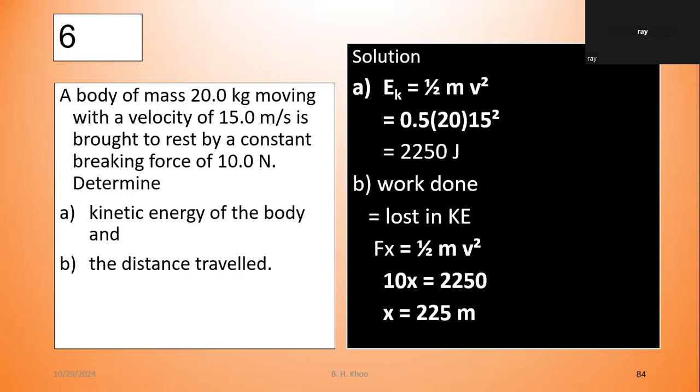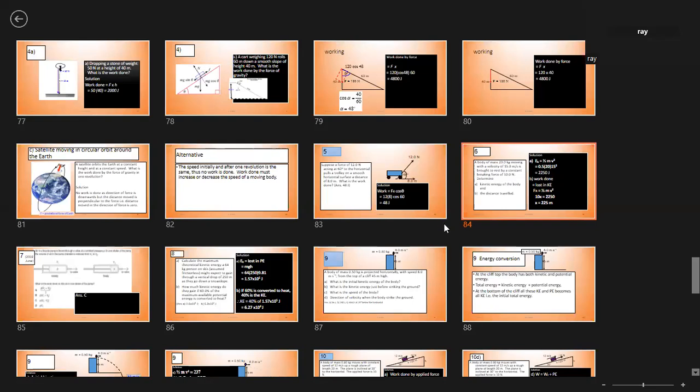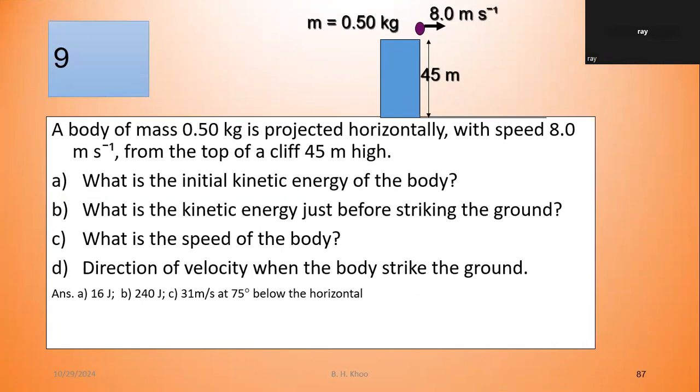Can? Uh, okay. Try this one. Give you about 5 minutes.